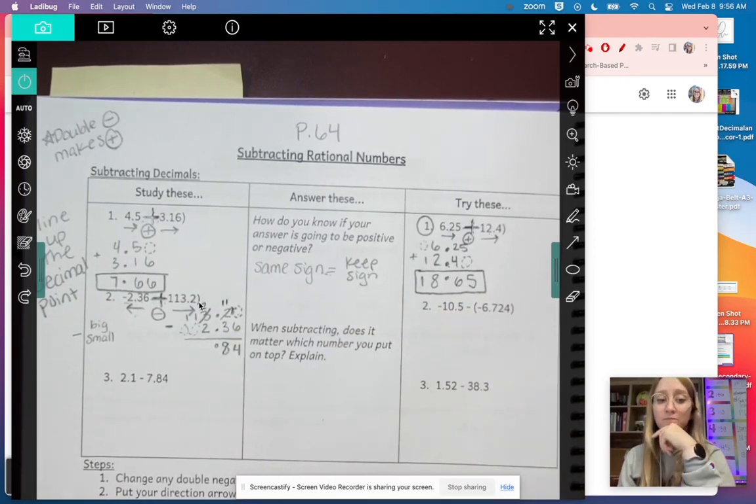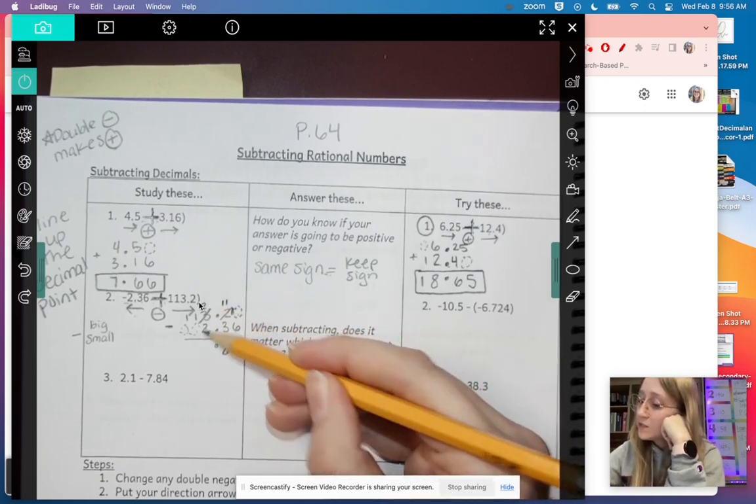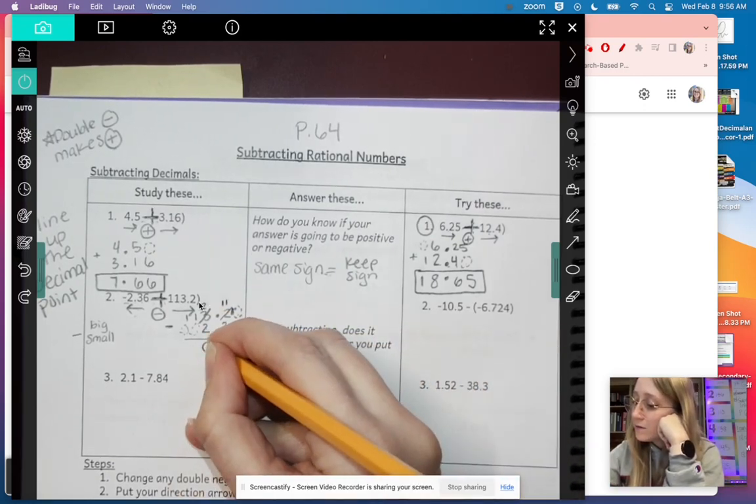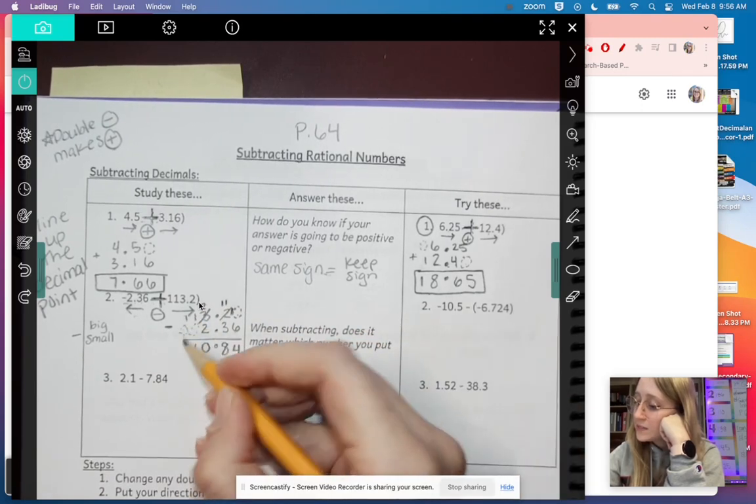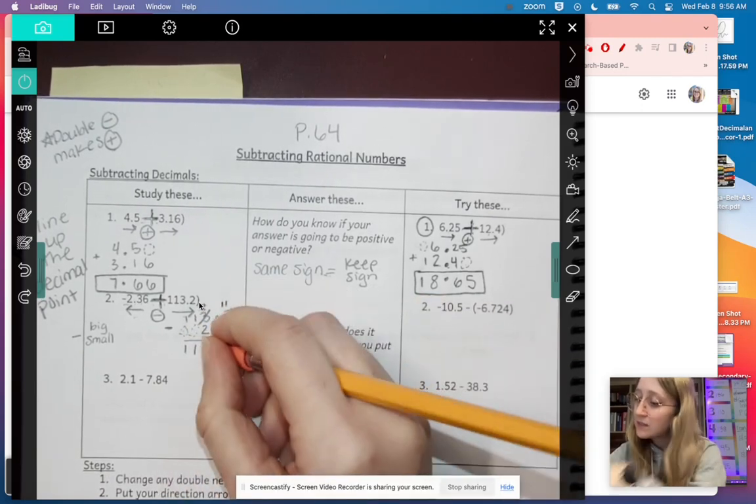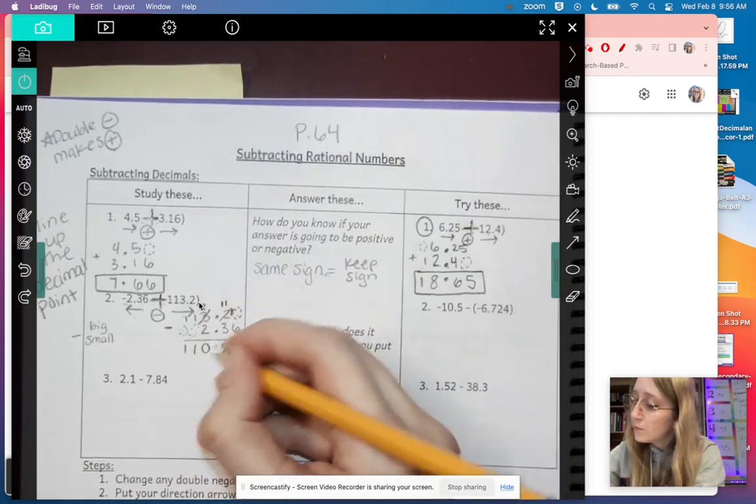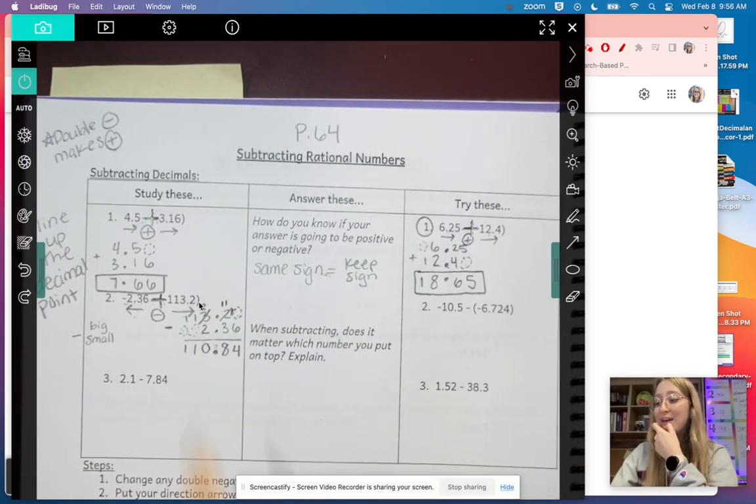We're good there. 2 minus 2 is 0. 1 minus 0 is 1. 1 minus 0 is 1. My decimal point looks a little high. Let me fix that there. There we go. I have 110 and 84 hundredths.